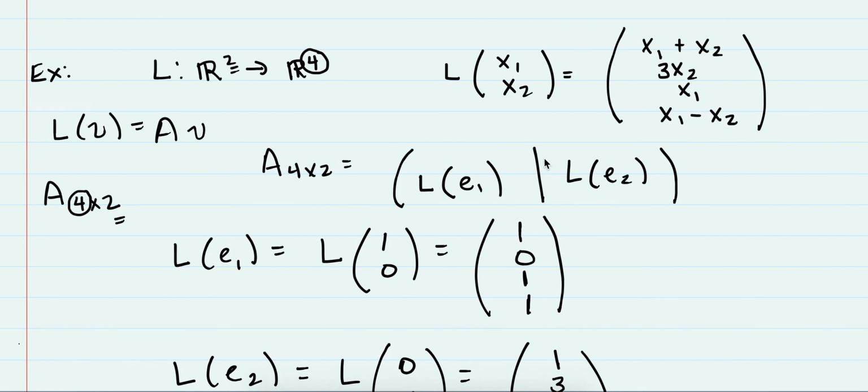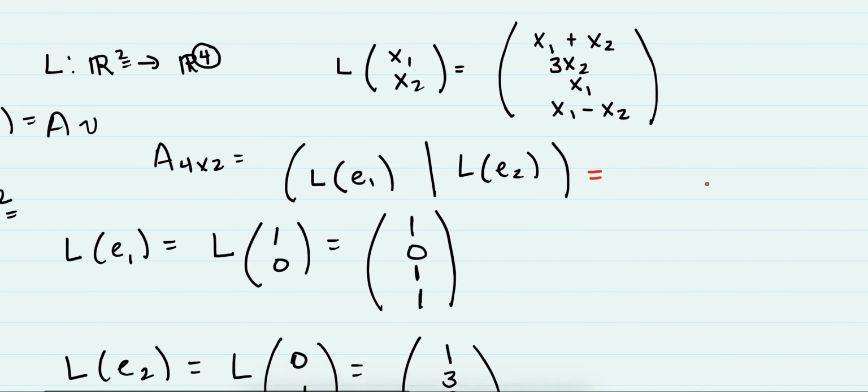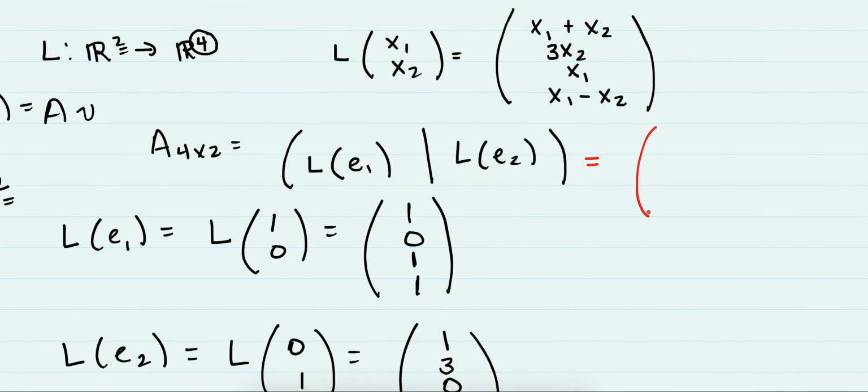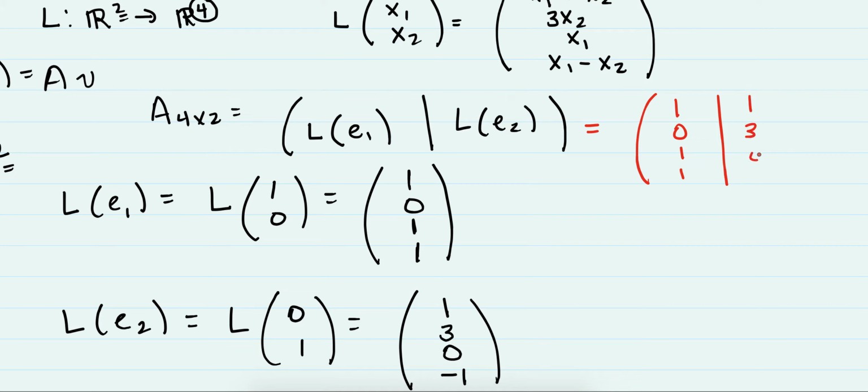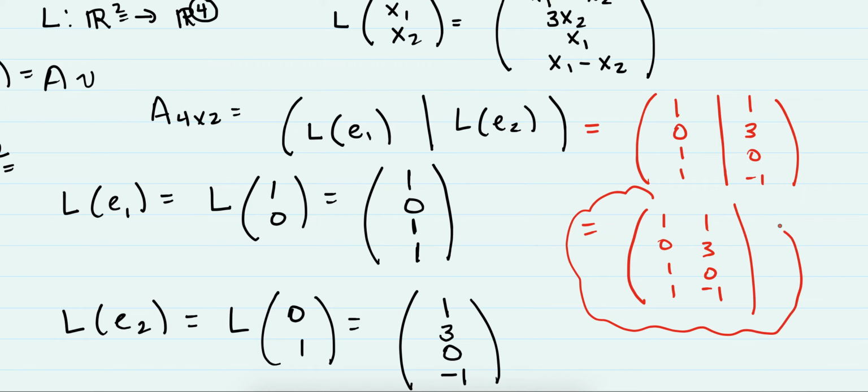So now let's write our matrix. A is going to be the matrix with columns (1, 0, 1, 1) and (1, 3, 0, negative 1). I put this line here to separate the columns, but remember in a real matrix we don't have that line. That's just to help us visualize it. I claim that this is the matrix A.